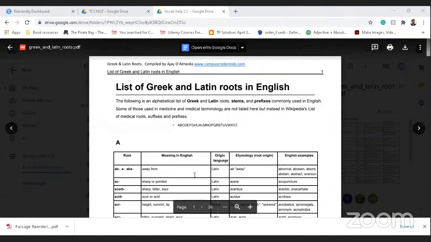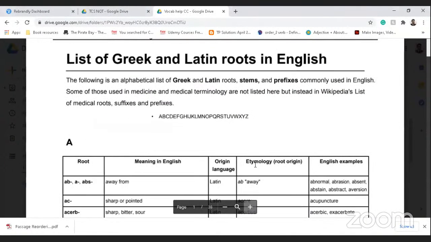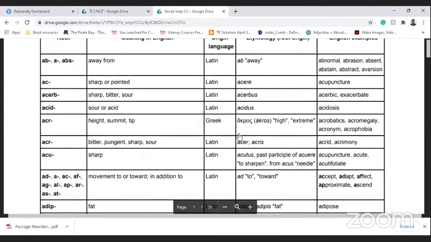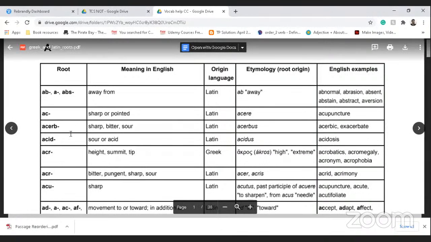I think the screen is visible now. So let's take a look at word roots. So we have word roots from A to Z. This particular document will be with you. So let's take the meaning over here. Okay. So let's take this particular example.